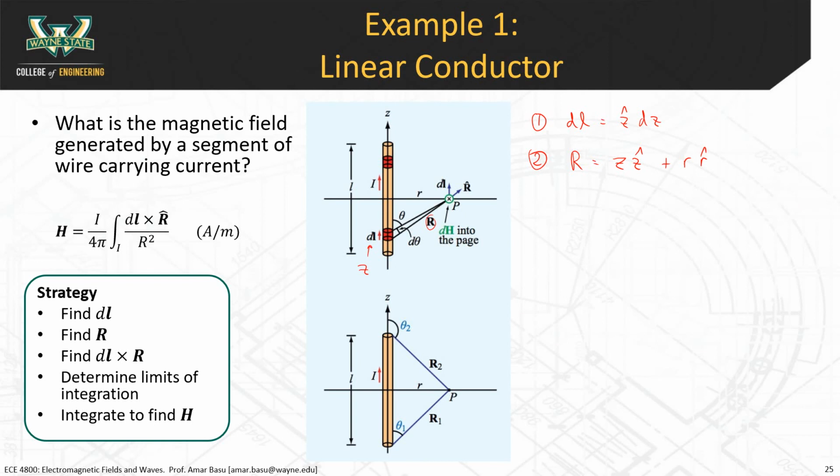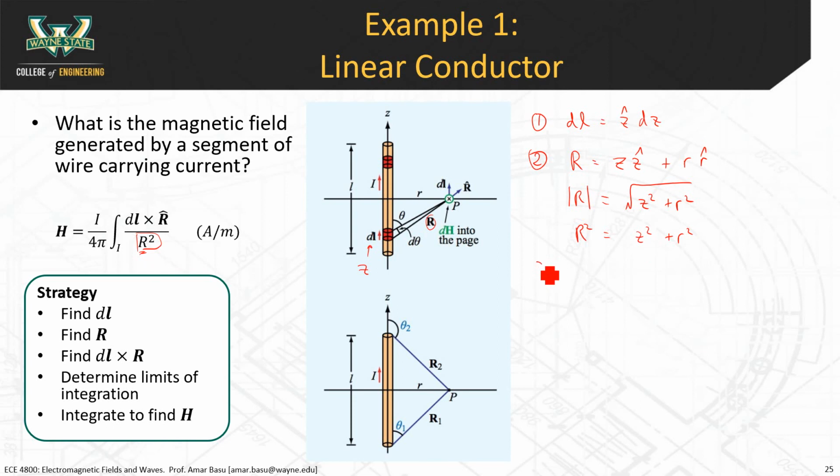So after this, now we can also find the magnitude of r. The magnitude of r, which we're going to need, because the magnitude of r appears in the denominator here, is the square root of z squared plus r squared. That's the length of the vector going from the observation point to the location of the current. And then our r squared, which is the denominator here, is equal to z squared plus r squared.